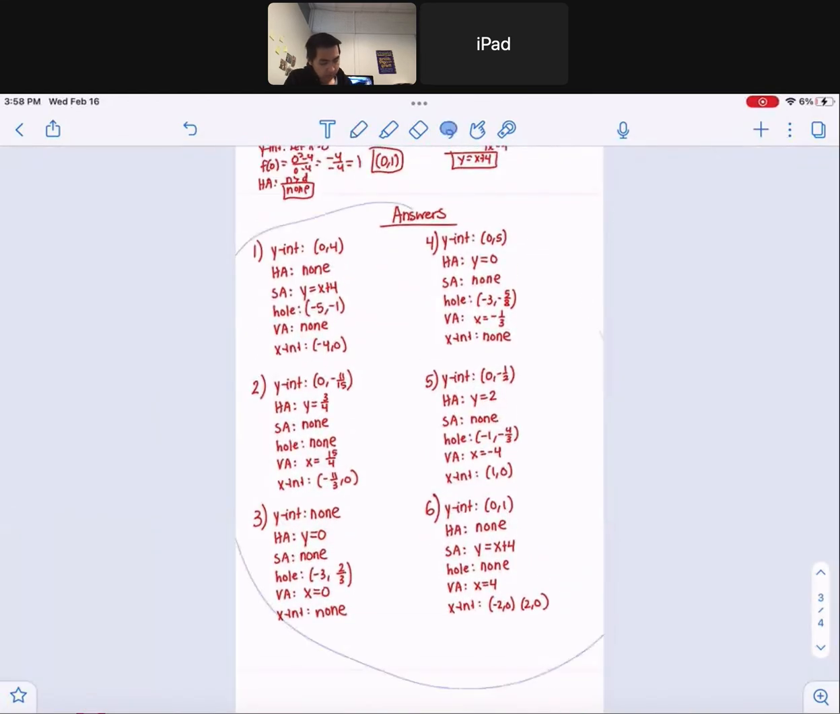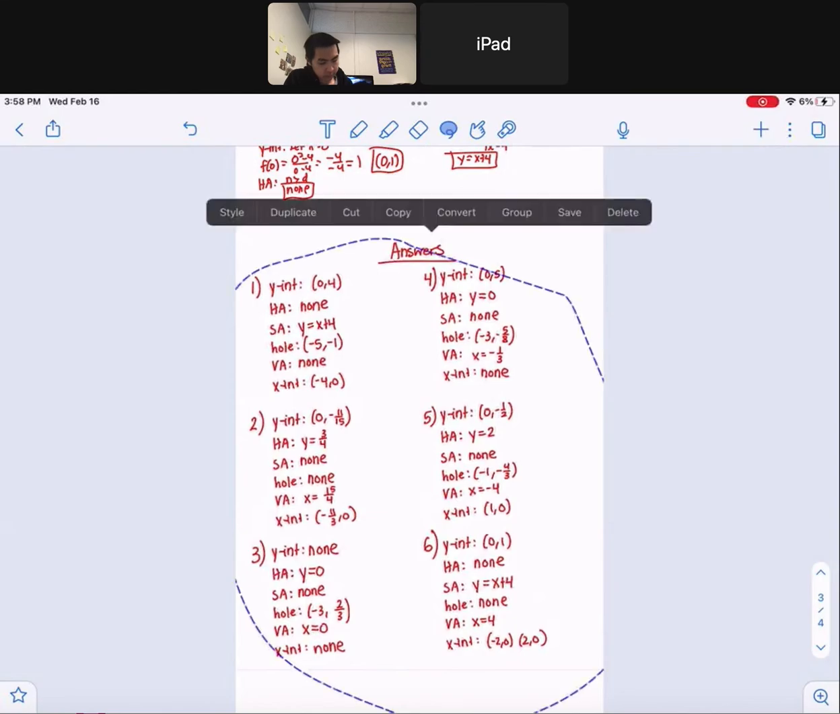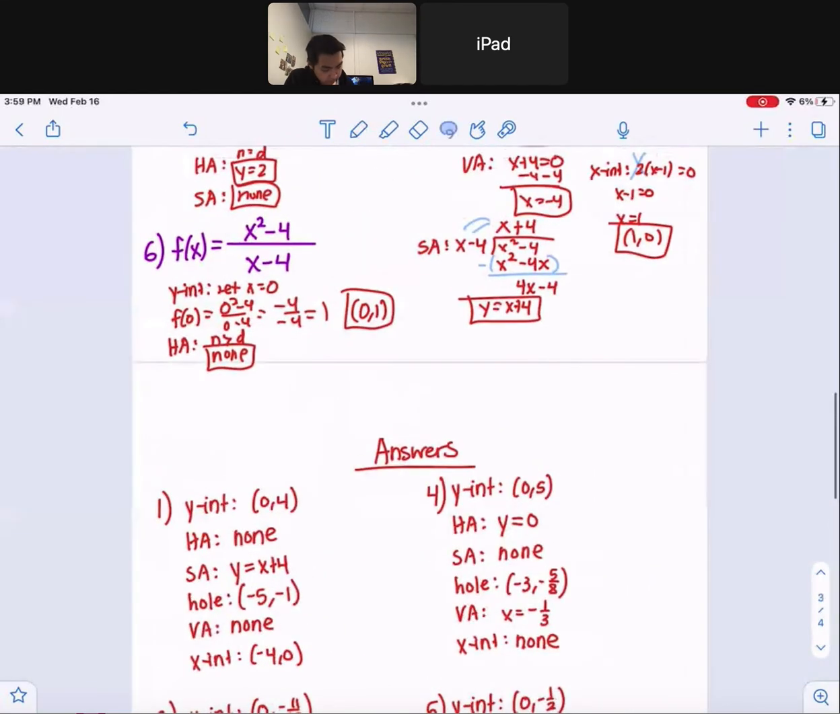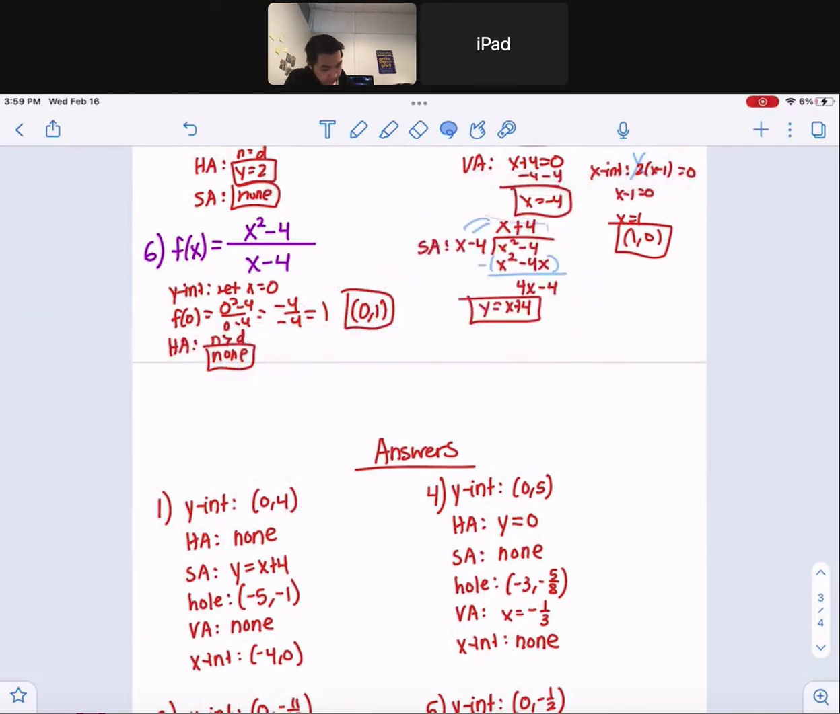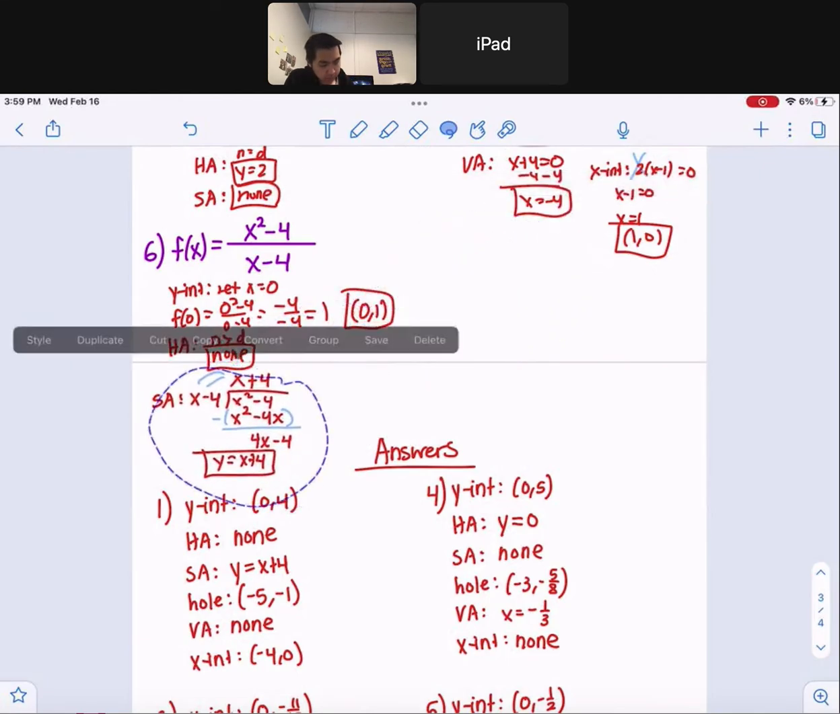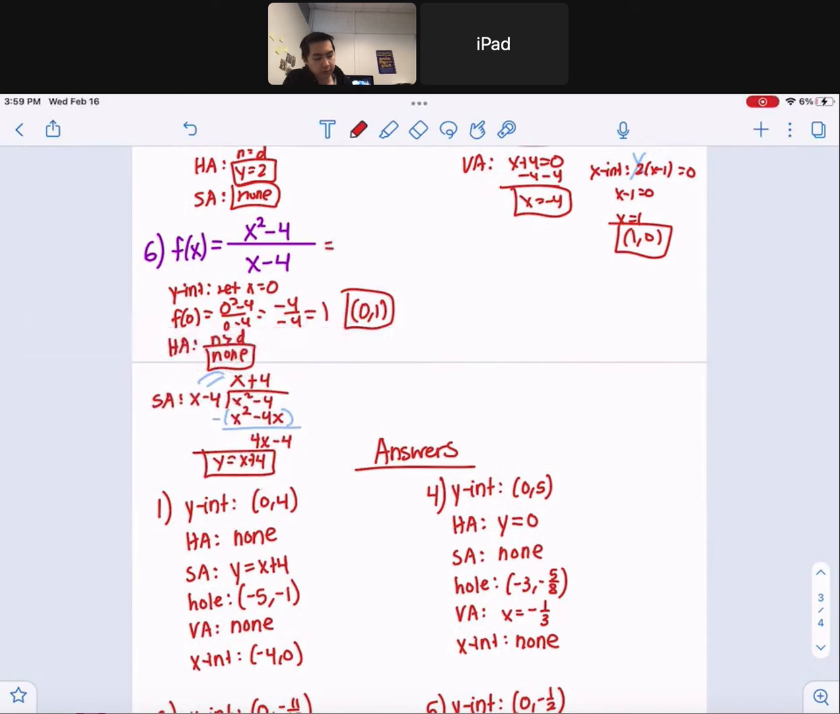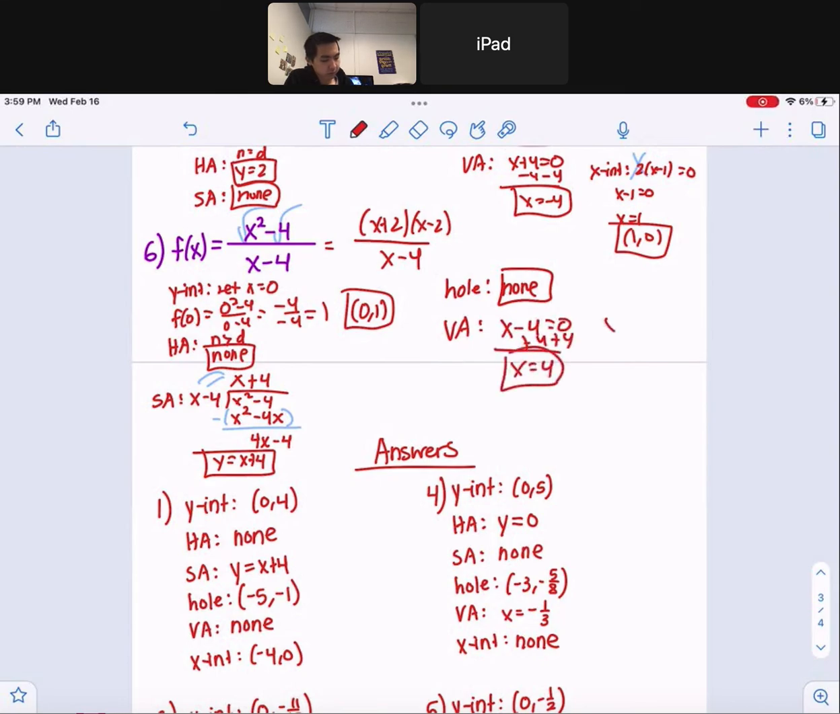Okay. Sorry, I'm going to have to drag this down a little bit. So we got slant asymptote. Oopsies. Now we need to factor out everything to find the second half stuff, right? So this is a difference of squares factoring. X plus 2 times x minus 2 all over x minus 4. Notice nothing cancels, you guys, so we won't have a hole. Vertical asymptote, set the denominator equal to 0. And we get x equals 4.